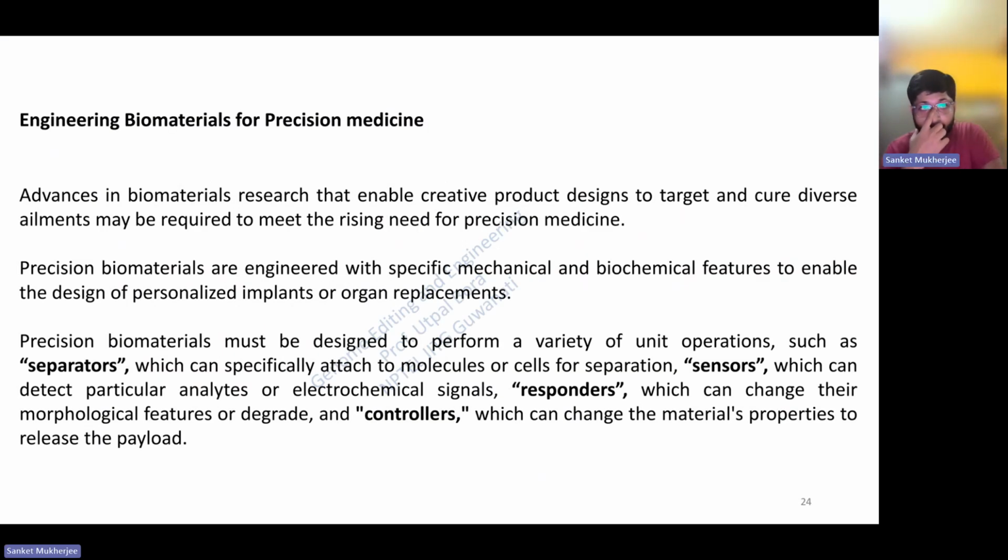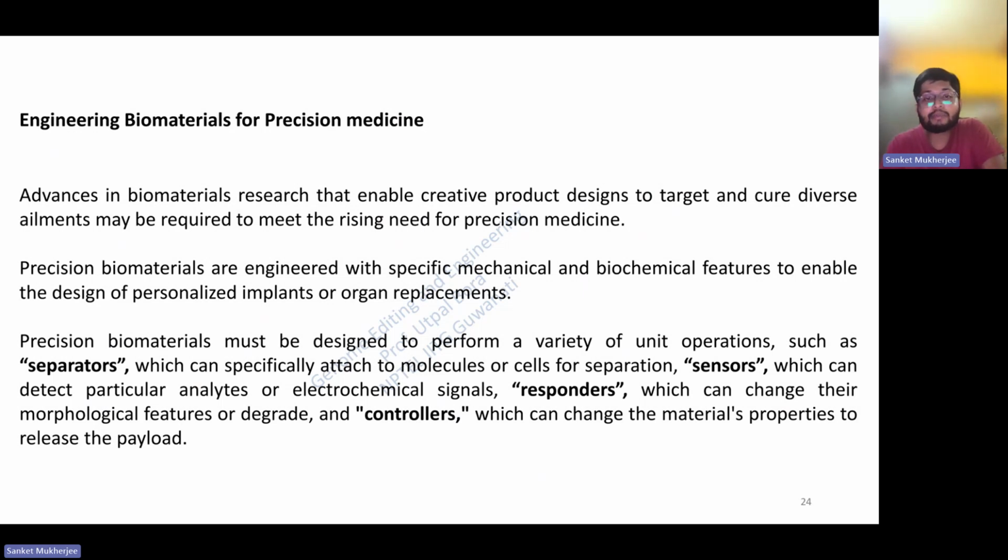So when we're talking about biomaterials for precision medicine, the advances in this field have enabled creative product designs to target and cure diverse ailments that may be required to meet the rising need for precision medicine. Precision biomaterials are engineered with specific mechanical and biochemical features to enable the design of personalized implants or organ replacements.